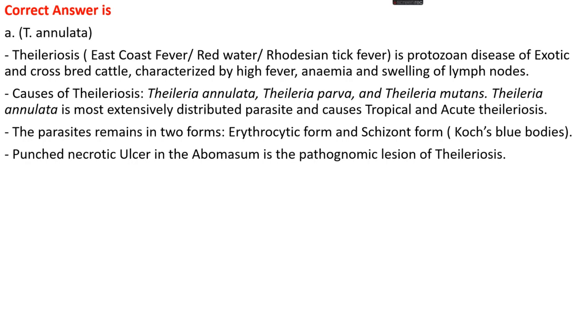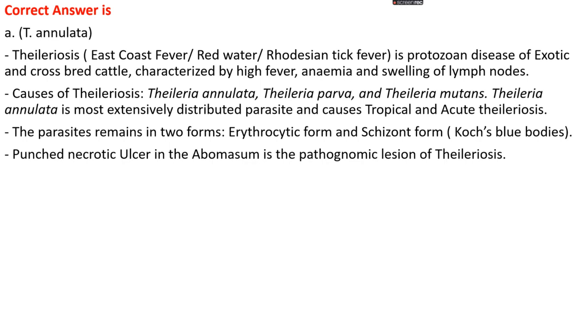Theileriosis is also known as East Coast fever, red water, Rhodesian tick fever. It's a protozoan disease of exotic and crossbreed cattle, mainly characterized by high fever, anemia, and swelling of the lymph nodes. The causes of theileriosis are Theileria annulata, Theileria parva, and Theileria mutans. Theileria annulata is the most extensively distributed parasite and causes tropical and acute theileriosis.